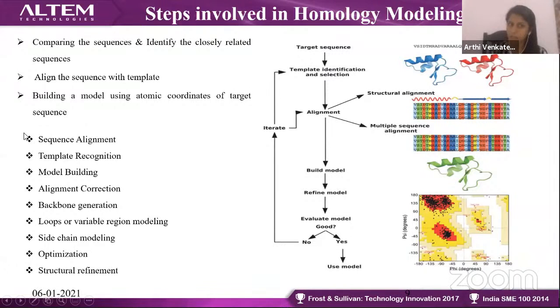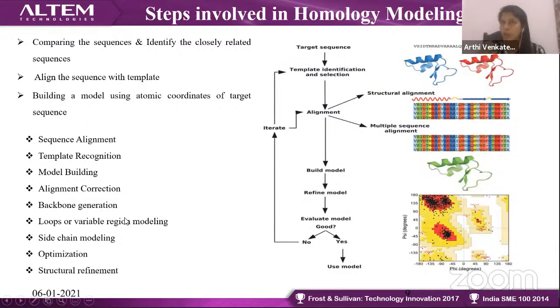So we have sequence alignment and template recognition, as well as model building, alignment correction, and backbone generation. Backbone generation is nothing but you have your compound and your protein molecule, and your protein molecule has a backbone. If the backbone is not modeled properly, you can generate it based on that. And then loops or variable region.